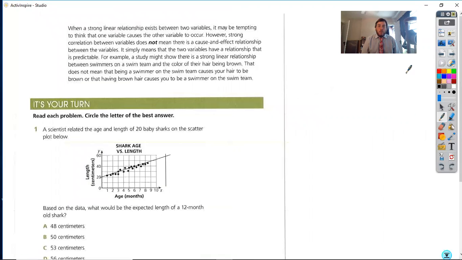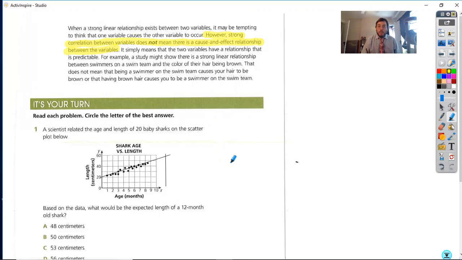All right, so I'll read this and then we can get into the practice problems. It says, when a strong linear relationship exists between two variables, it may be tempting to think that one causes the other variable to occur. However, strong correlation, very important to highlight this in your book. However, strong correlation between variables does not mean there's a cause and effect relationship between the variables. It simply means that the two variables have a relationship that is predictable.